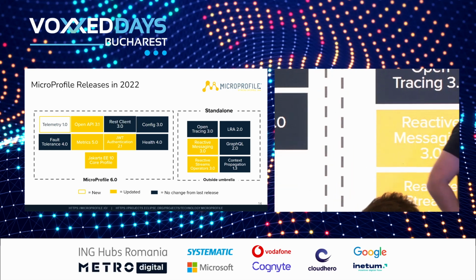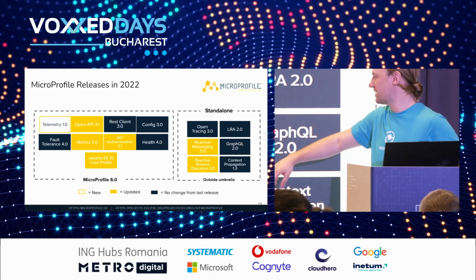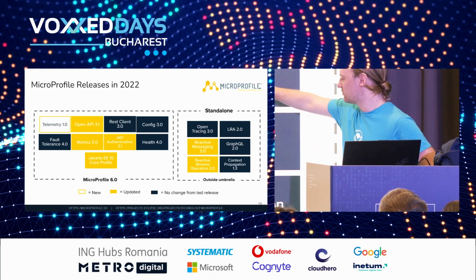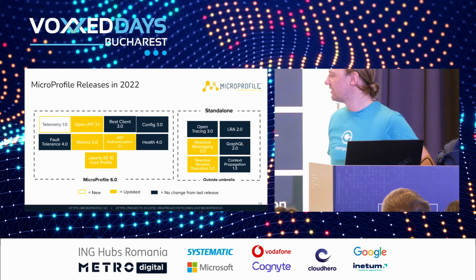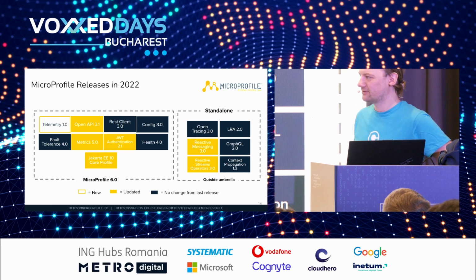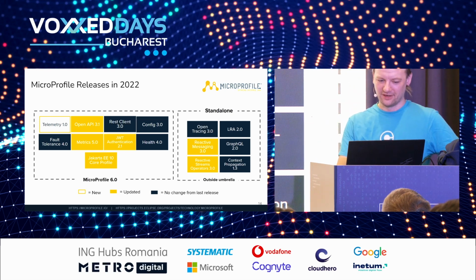But I guess we could add the two sentences that OpenTracing is deprecated, use telemetry instead. If you have long-running actions, look into this one, long-running action, LRA. If you do reactive stuff, look into reactive messaging. GraphQL is really fun. I mean, that's my personal favorite of the outside-umbrella things. But okay, let's move on.